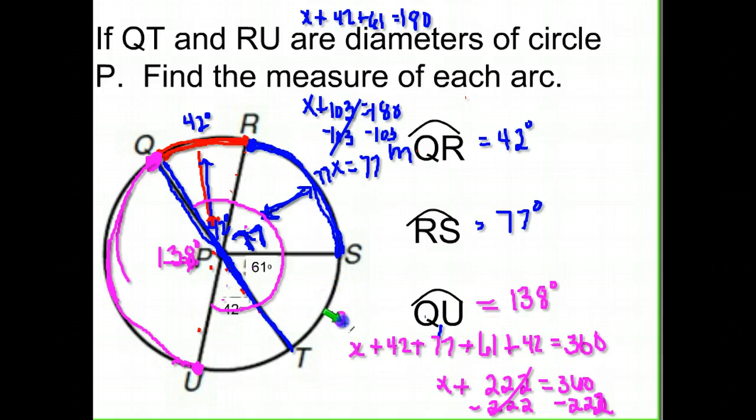So again, TS, if they asked for TS, its measure, easy enough. They gave us that angle would be 61. If they asked for UT, its measure would be 42. Okay, you just go out from the center of the circle. Problem only comes up if they don't give you all the information you needed.